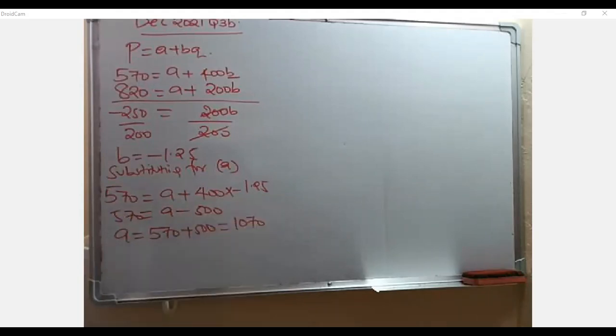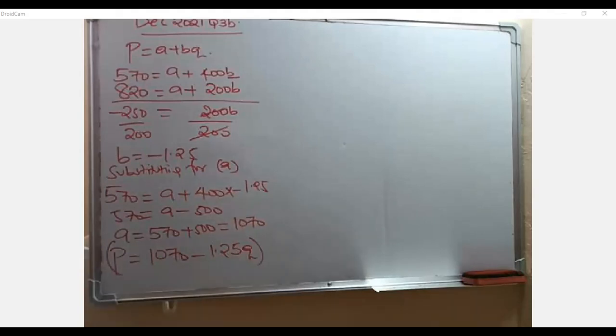So the price function will be looking like what? You take the constant of 1070, minus 1.25Q. That is your price function. Very simple. That is just the knowledge that you have to be applying.